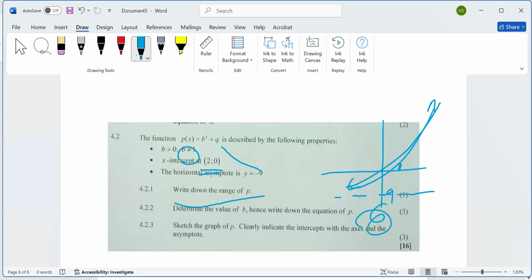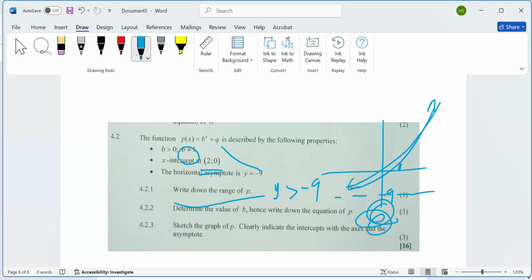So there's nothing here. Meaning the graph cannot go beyond what? -9. So when you see the graph, you're going to tell them the range of p is y greater than -9, because there's no graph below -9. It's not there. The graph is appearing above -9. So y should be greater than what? Than -9.